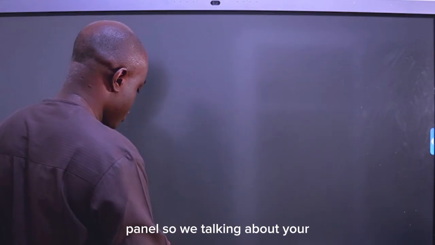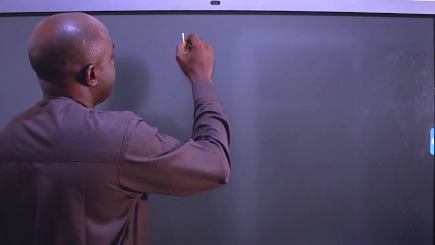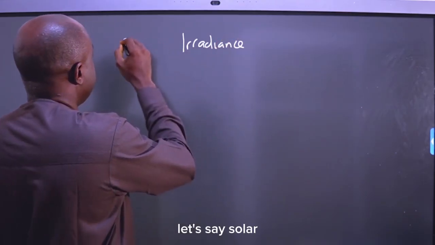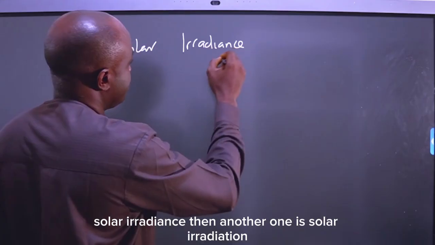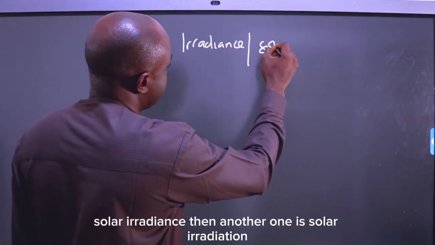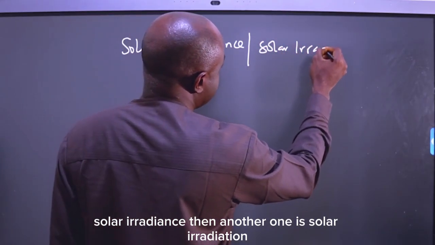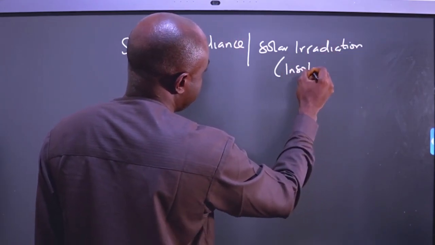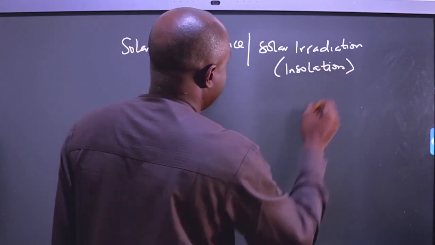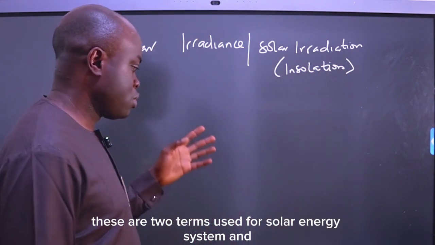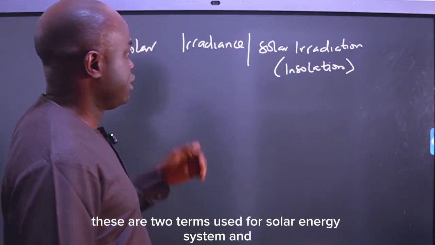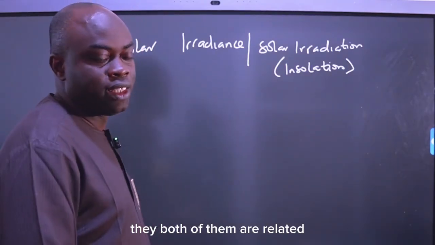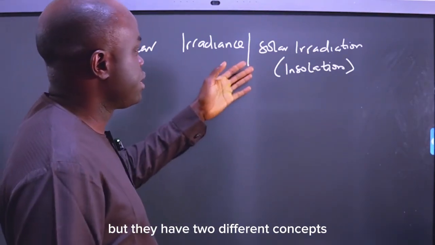So we'll be talking about a term called irradiance, solar irradiance. Then another one is solar irradiation, which is also known as insolation. These are two terms used for solar energy systems, but they have two different meanings. Yes, both of them are related, but they are different concepts.